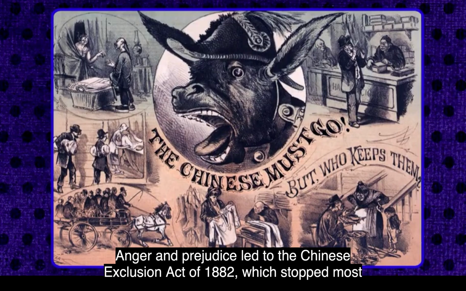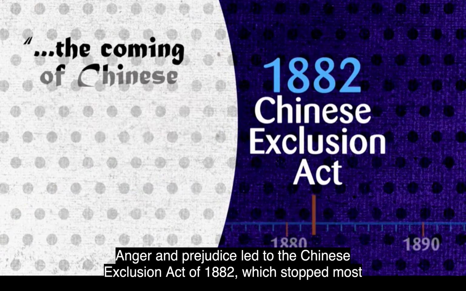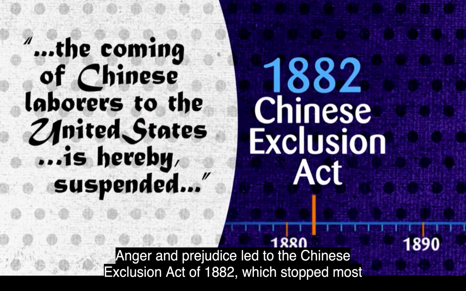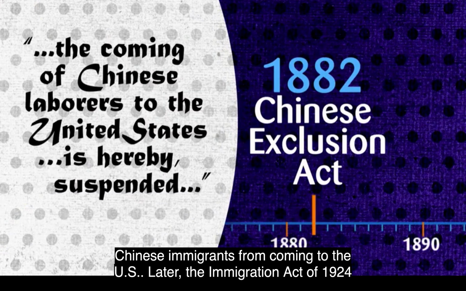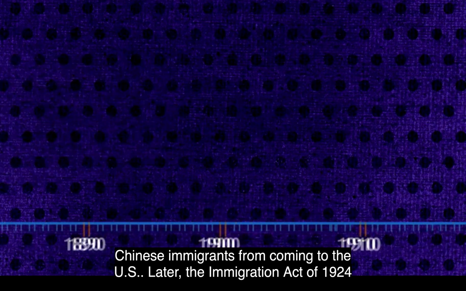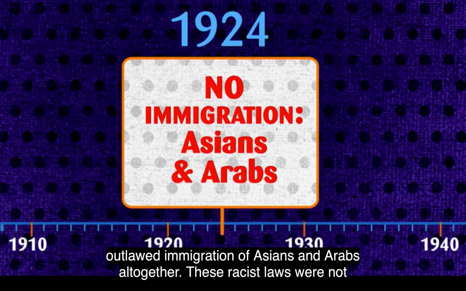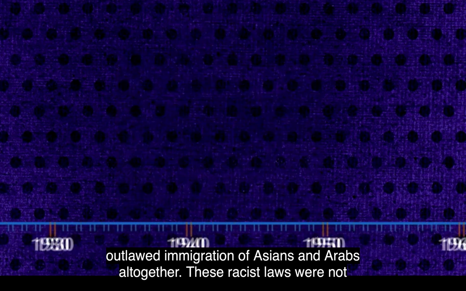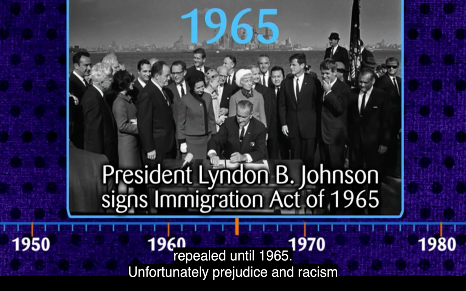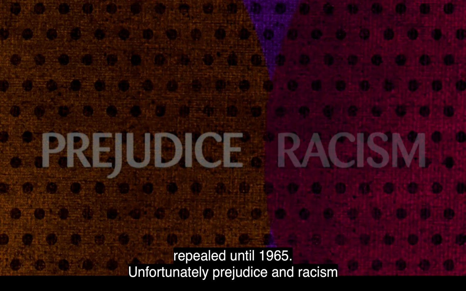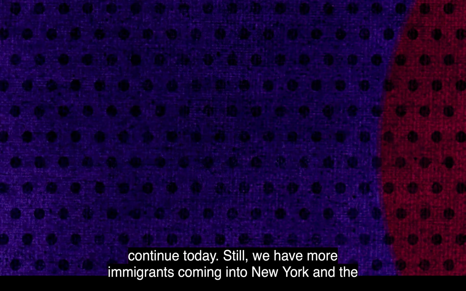Anger and prejudice led to the Chinese Exclusion Act of 1882, which stopped most Chinese immigrants from coming to the U.S. Later, the Immigration Act of 1924 outlawed immigration of Asians and Arabs altogether. These racist laws were not repealed until 1965. Unfortunately, prejudice and racism continue today.